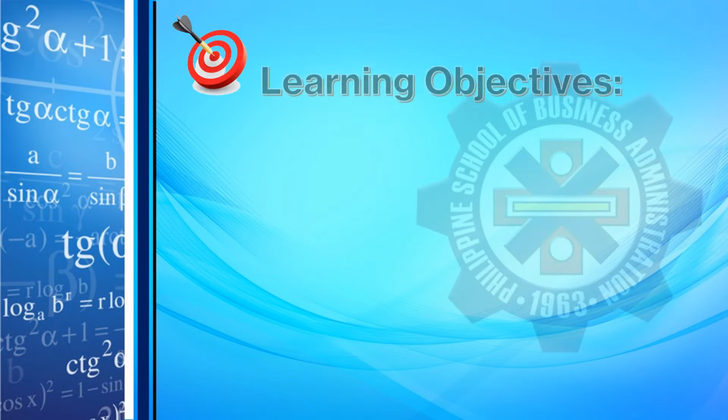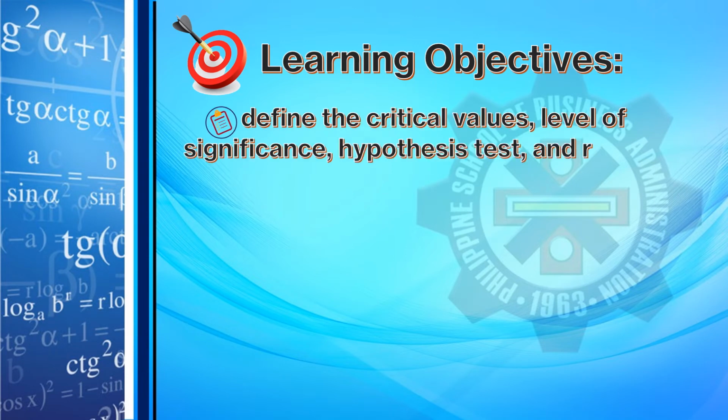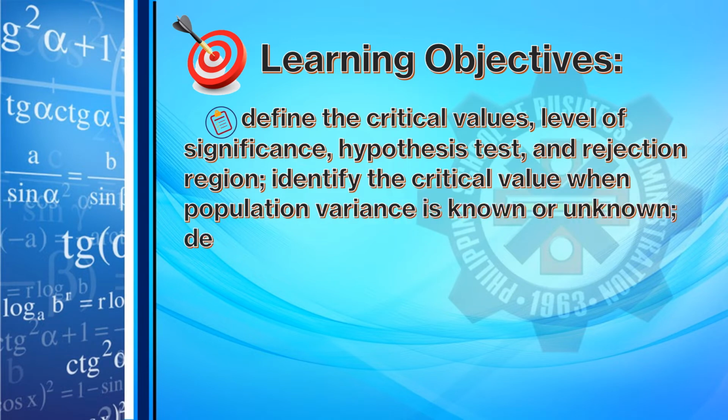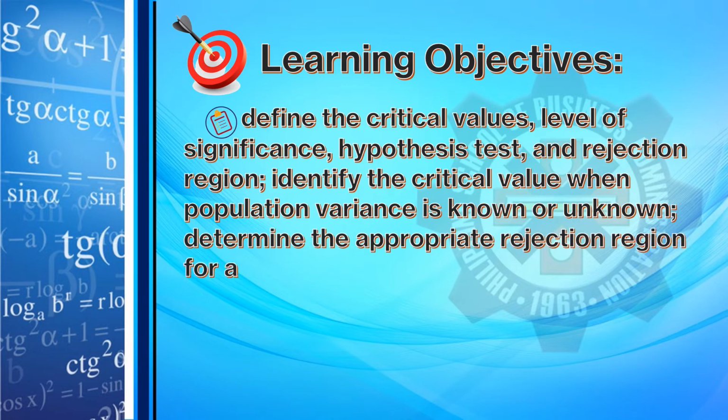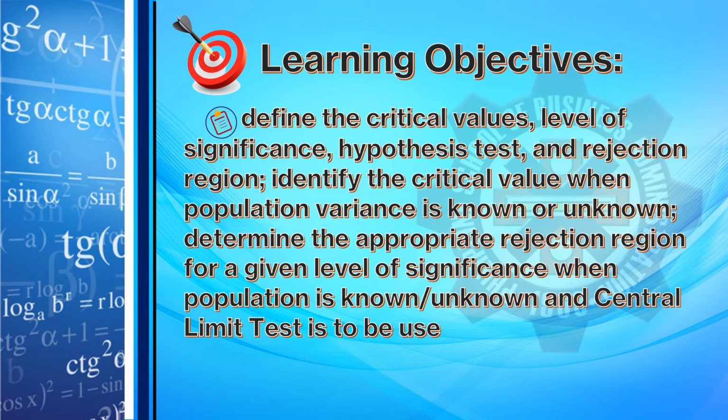For our learning objectives, we have to define the critical value, the level of significance, hypothesis test, and rejection region. Identify the critical value when population variance is known or unknown, and also determine the appropriate rejection region for a given level of significance when the population variance is known or unknown and the central limit theorem is to be used.